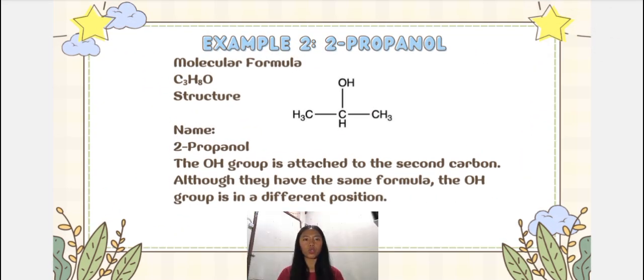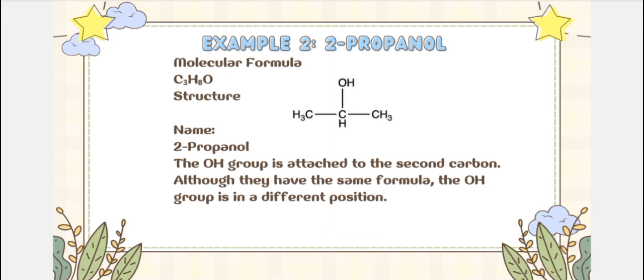Example 2, 2-propanol. In this example, the 2-propanol also has the molecular formula na C3H8O. But this time, ang OH group is attached na siya sa second carbon atom. So, although both compounds have the same molecular formula, the position of the OH group is different. So, it is making them constitutional isomers.